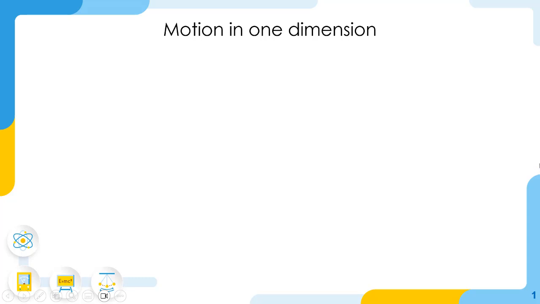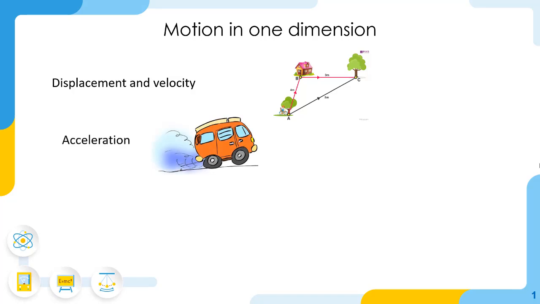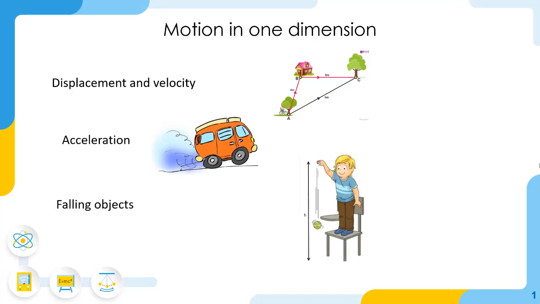So when we are looking at motion in one dimension, there are three main components. There is displacement and velocity, acceleration, and falling objects. So we are going to look at all three of these in this series of videos. But first, let's take a closer look at displacement and velocity.